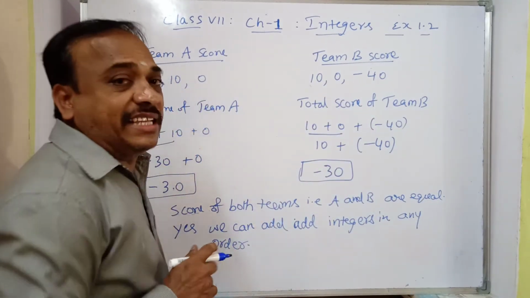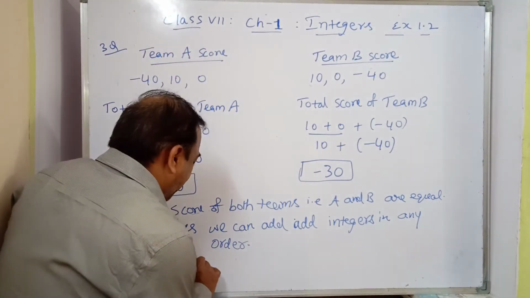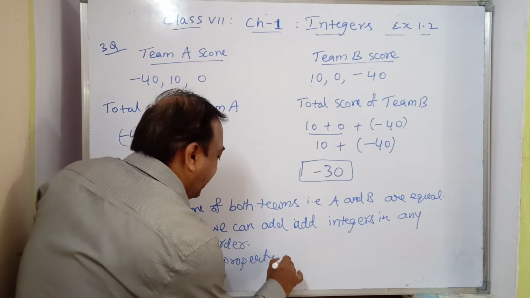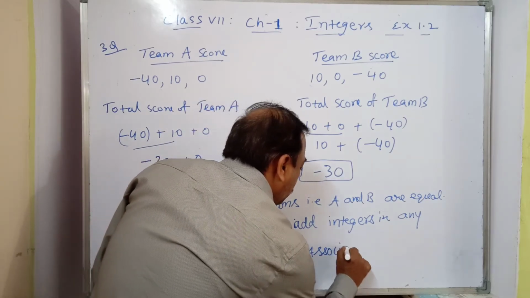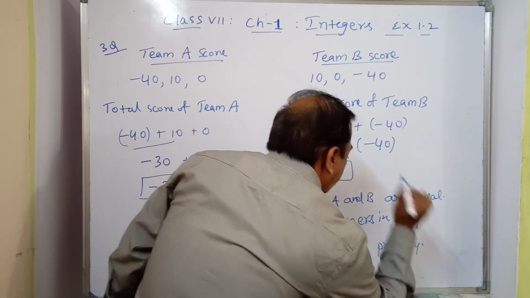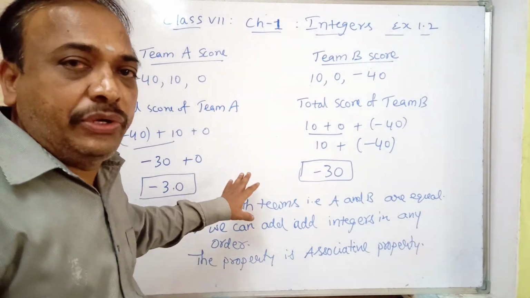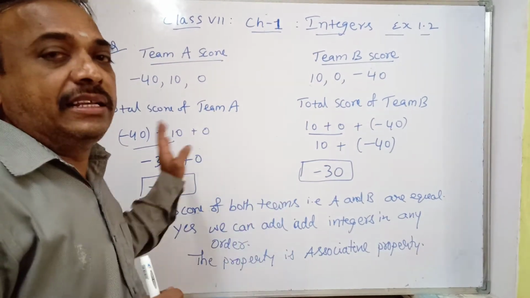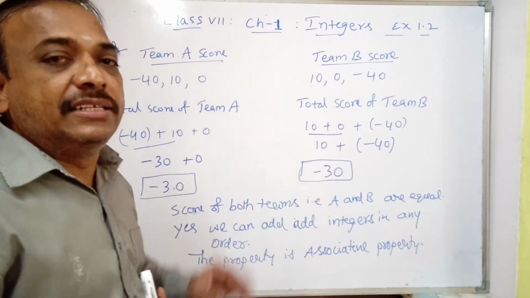What does that property say? It is the associative property. I hope it is clear to you. Understood? Irrespective of the order, however you add, the sum of integers remains the same. In any order you can add integers.